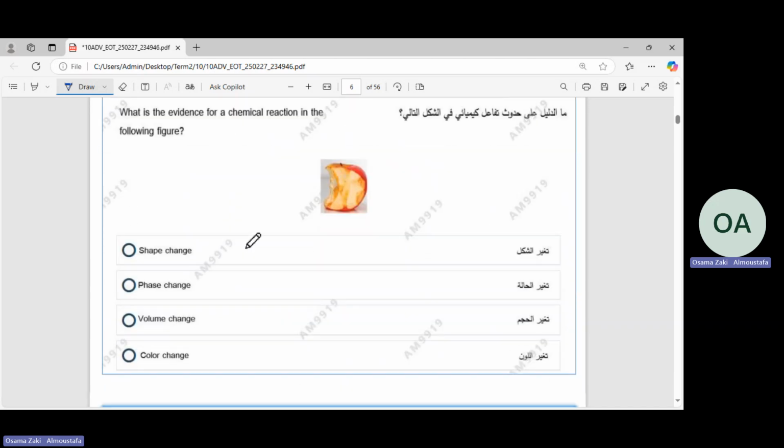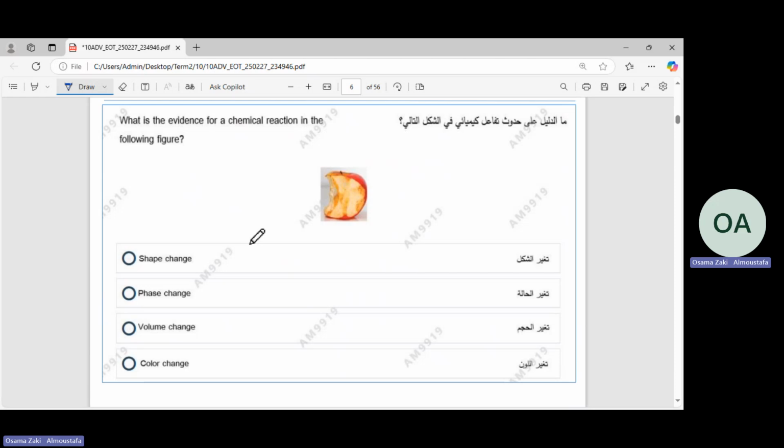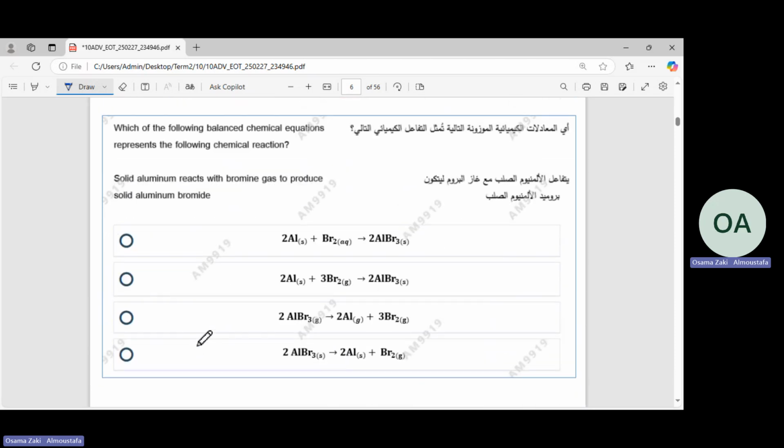Okay, so here what's the evidence of chemical reaction for the following? As you see, we have a color change. So this is a color change. Here, which of the following chemical equations represents the following chemical reaction? So there's aluminum, which is solid, with bromine, which is gas, to produce aluminum bromide, AlBr3, which is solid.